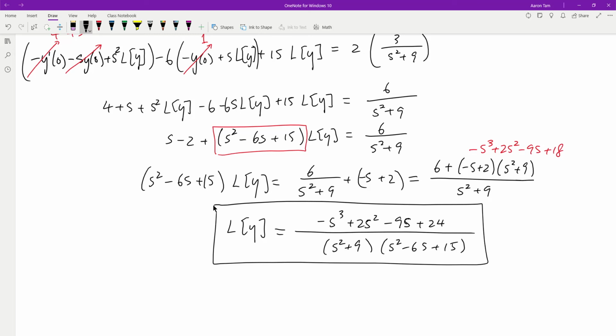Okay. Interesting thing to note here is that s squared plus 9 is definitely not factorable. It's a sum of two perfect squares. And s squared minus 6s plus 15 is also not factorable, because the only two pairs of numbers that multiply to give you 15 would be 1 and 15 or 3 and 5. But since it's positive 15, that means they have to have the same sign. So neither positive 1 or positive 15 or negative 1, negative 15, actually in this case, would add up to negative 6, nor would negative 3, negative 5 add up to negative 6 either.